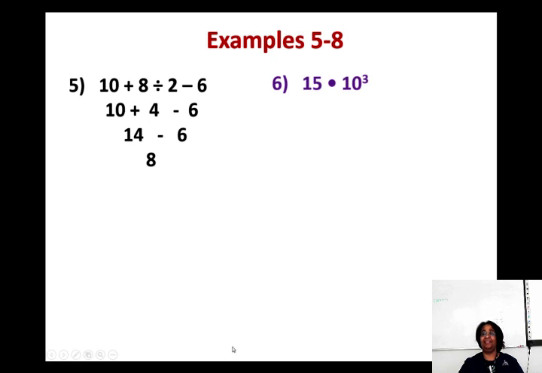That one's easy. What do I do first? The cube, 10 to the third power. What's 10 to the third power? 1,000. So that's 15 times 1,000. And then what is my answer for the product? 15,000. So that one was kind of easy.